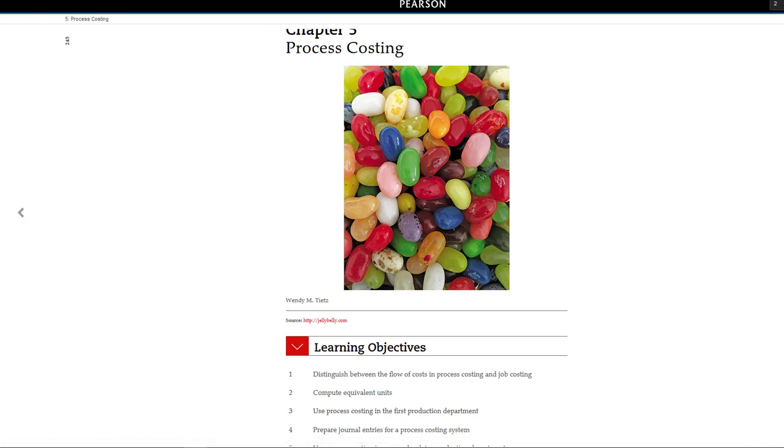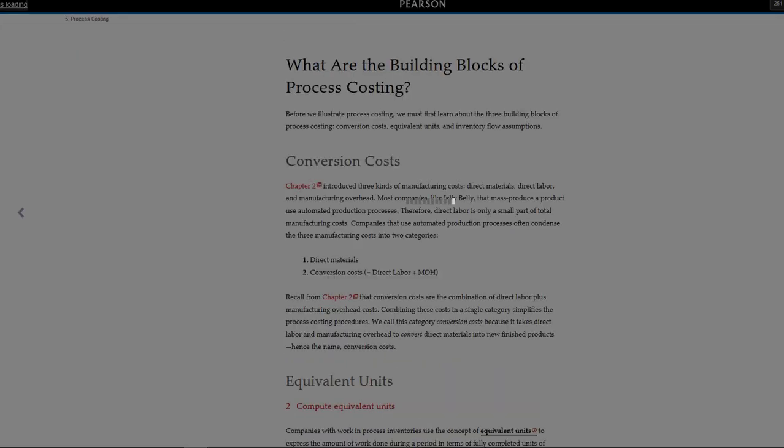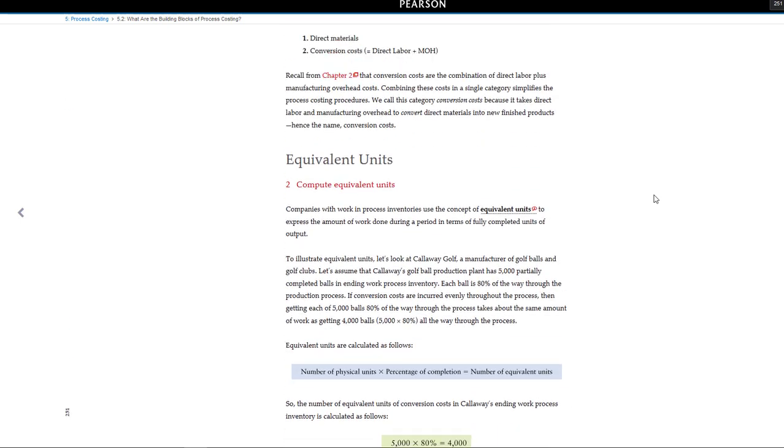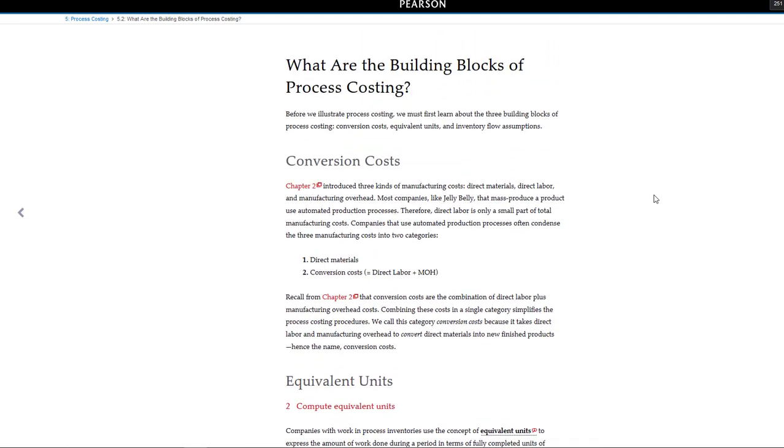Related to that, I wanted to take a look at the direct material and conversion costs. This is something that has come up a few times and was first covered in chapter 2. So when we're looking at the direct materials, of course, we know what those are, but looking at the conversion costs, remember those are our direct labor and our manufacturing overhead. So we're combining those costs. In other words, those are the costs that it takes to convert our direct materials into finished products.